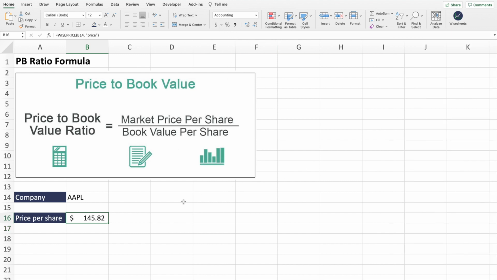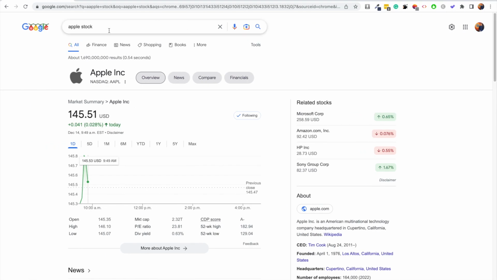Now, you don't necessarily have to use this method. What you can also do is just go on Google, type in the name of the company followed by the word stock, and as you can see, you will get the stock price. In this case, obviously, if I refresh it, it's probably going to be different. So you really have the flexibility to use both methods.